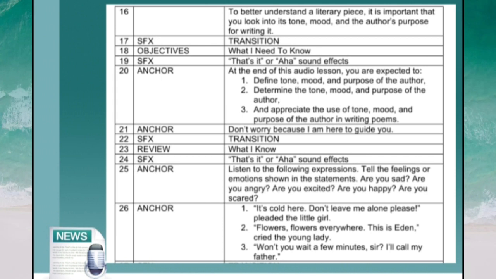What I know. Listen to the following expressions. Tell the feelings or emotions shown in the statements. Are you sad? Are you angry? Are you excited? Are you happy? Or are you scared? 1. "It's cold here, don't leave me alone, please," pleaded the little girl. 2. "Flowers, flowers everywhere, this is Eden," cried the young lady. 3. "Won't you wait a few minutes, sir? I'll call my father."